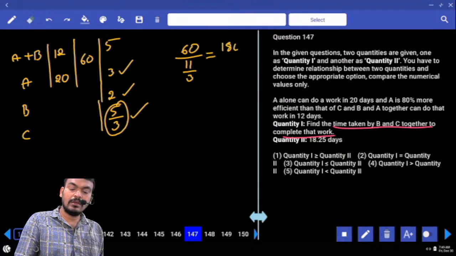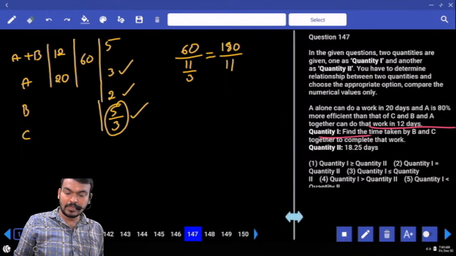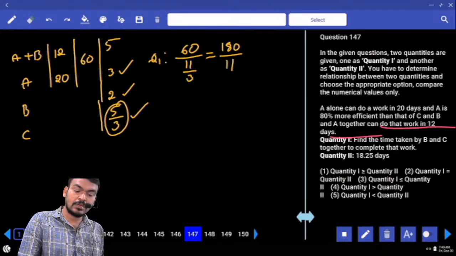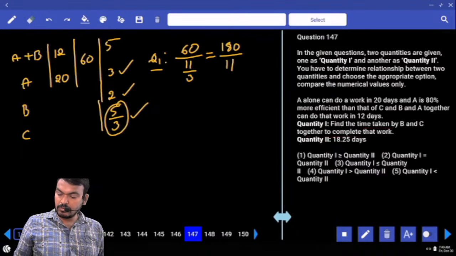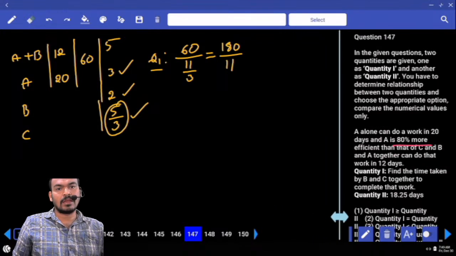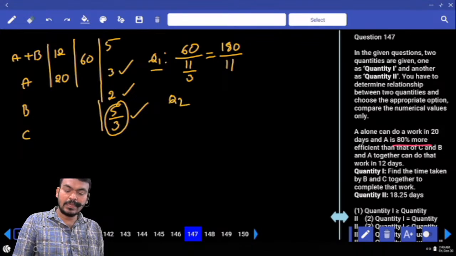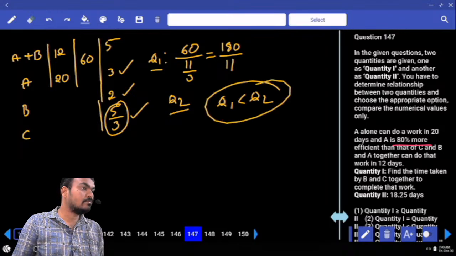180 by 11 means more than 16 times, more than 16. It is Q1. Next, what is the Q2? 18.25. Q1 value is more than 16 but less than 17. Obviously Q2 value, 18.25, is given. Then the answer is Q1 is less than Q2.